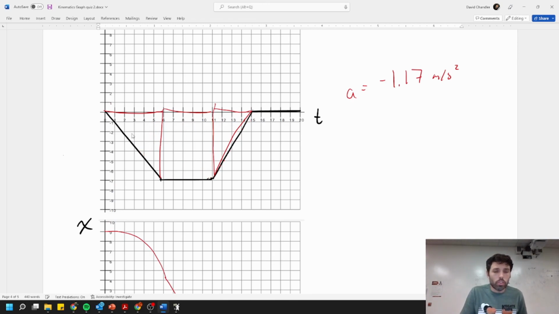The area of a triangle is 1/2 base times height. So a base of 6, height of negative 7, and half of that, so that'll be negative 21. We're going in the negative direction, so it makes sense that our displacement will be negative. Here we have a rectangle, so the area is base times height. So 5 base, height of negative 7, so it's negative 35. And here we have a base of 4 and a height of negative 7, and half of that, so negative 14. We add it all up, and our displacement, delta x, is going to be negative 70 meters.